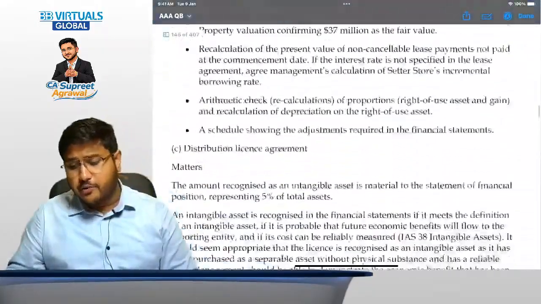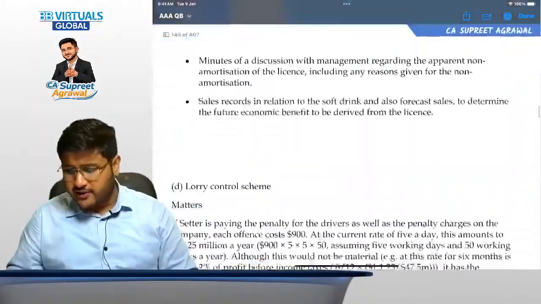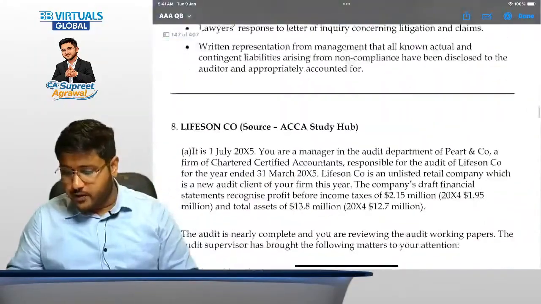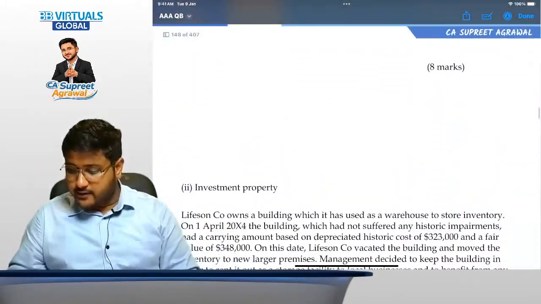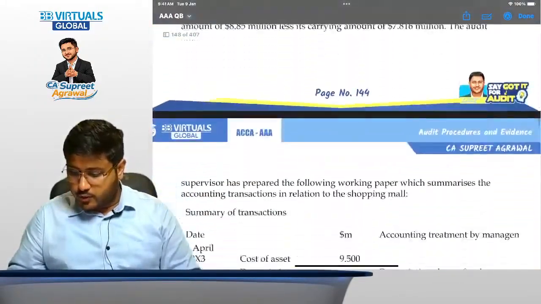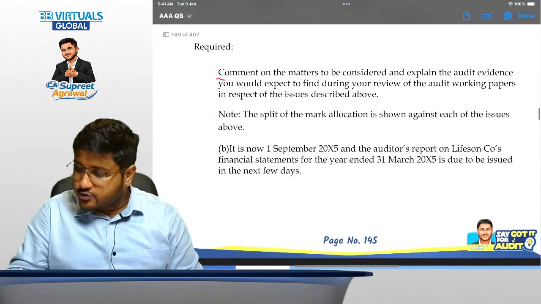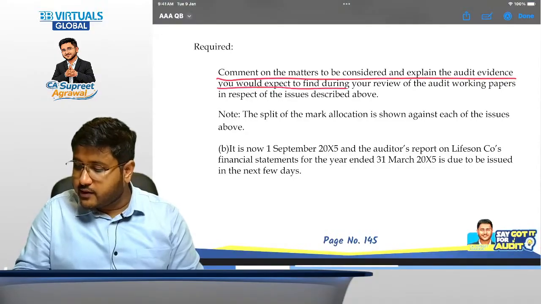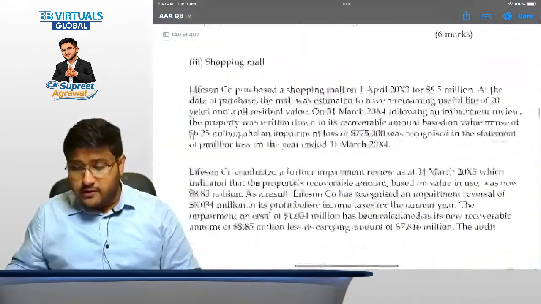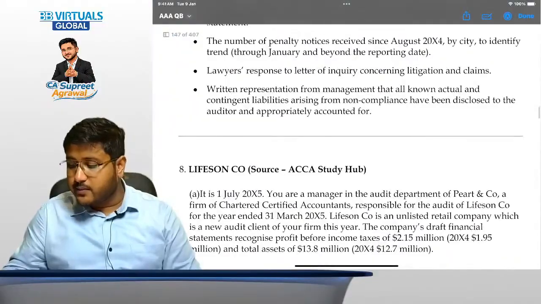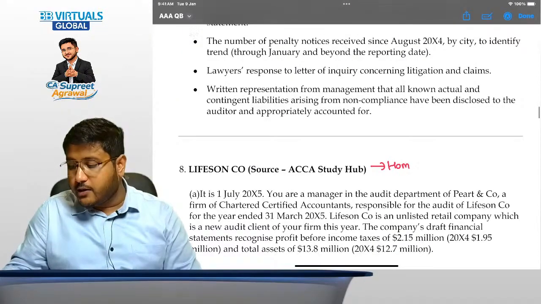Now question number 8. Sir, how many total questions are there? There are 10 plus questions. I think approximately 12 questions are there. Okay, question number 8, again see, what is the requirement? Comment on the matters to be considered and explain the audit evidences you would expect to find. So all of these things are very, very important for us to understand that there are similar questions that you should be able to handle now.